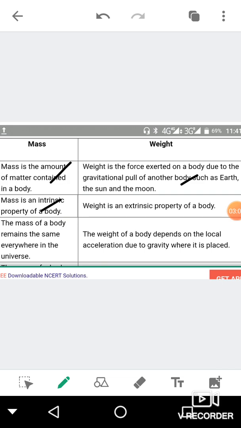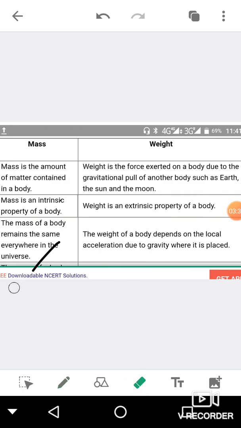Now mass is an intrinsic property of a body, whereas weight is an extrinsic property of the body. The mass of the body remains the same everywhere in the universe. At any place it will remain the same. The weight of the body depends on the local acceleration due to gravity where it is placed.